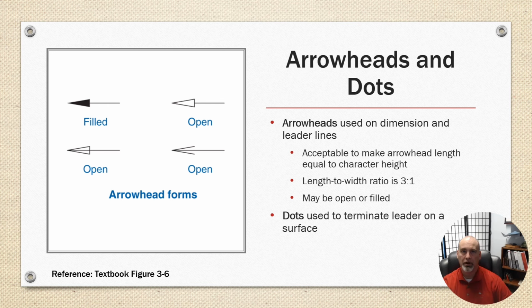Dots are used to terminate a leader on a surface instead of an arrow, so you're denoting that you're pointing to a surface. The dot needs to be a 0.062 or 62 thousandths, or a 1.5 millimeter diameter filled circle.